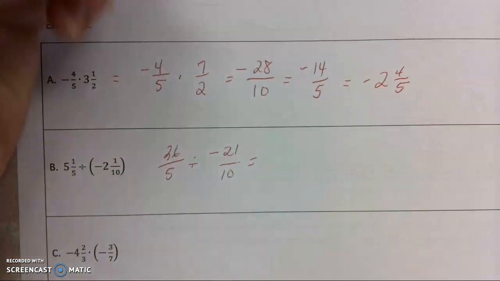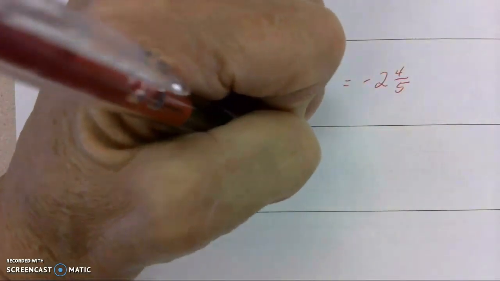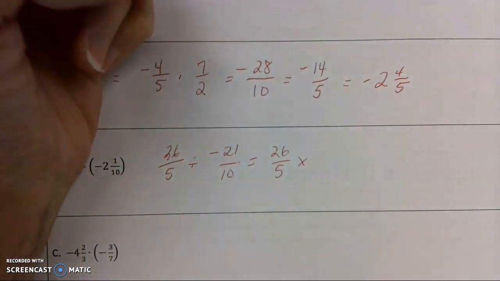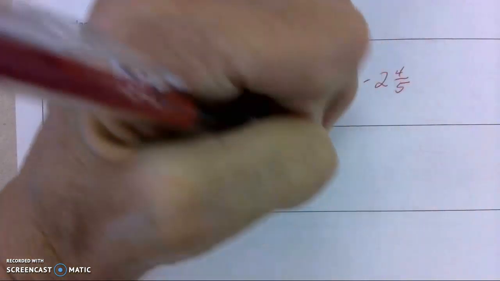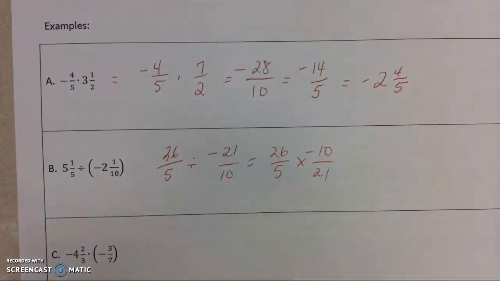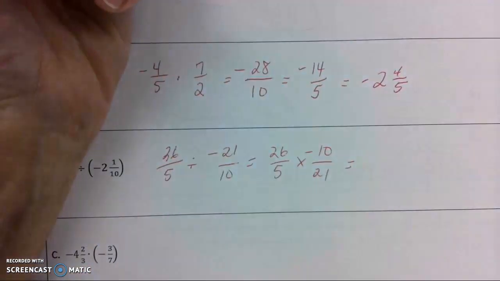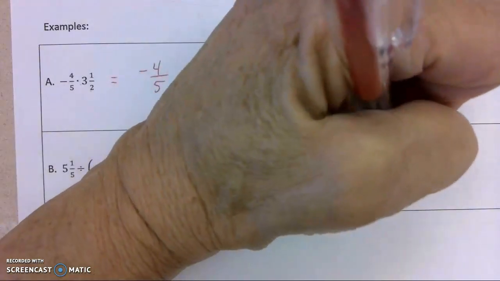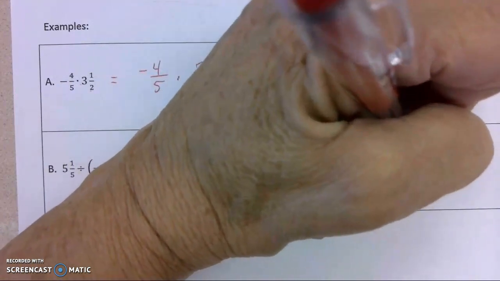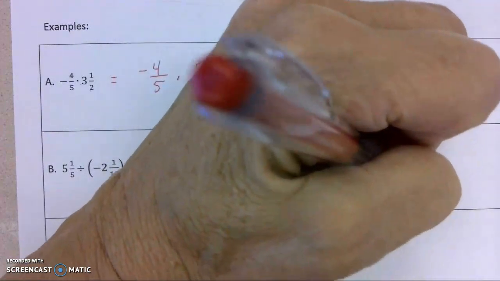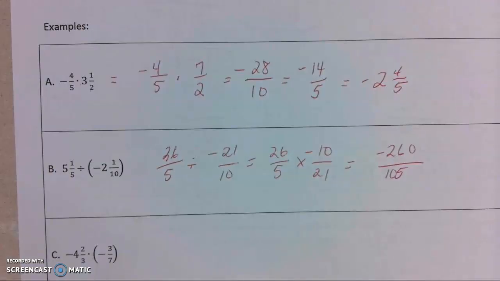This is division, so I am going to keep the first, change division to multiplication, flip, it's still negative, I'm going to multiply. 26 times 10 is 260, I'm just going to put my negative sign right there. 5 times 21 is 105.